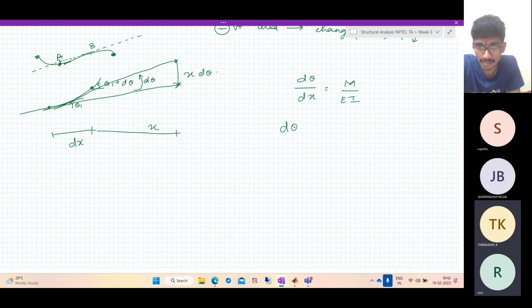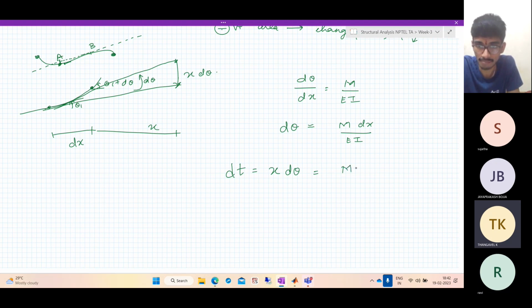So d theta is m dx by dI. So the deviation at a given point due to a small segment of the curve is x d theta. Let us call this deviation dt, the tangential deviation. So this is m x dx by dI. m is also a function of x, remember that.